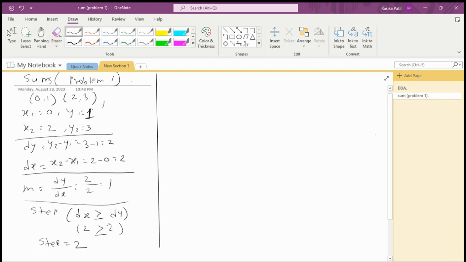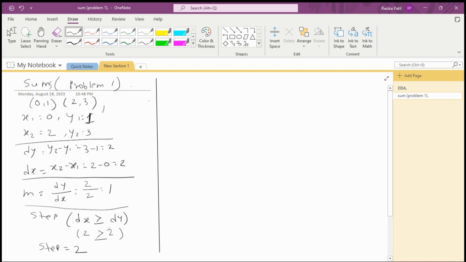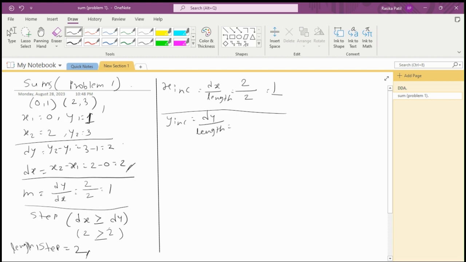Then what is the next step? The next step is to calculate x increment, which is dx upon length. What is dx? dx is 2, and the length or step is 2. So 2 divided by 2, x increment is 1. And y increment is dy upon length, where dy is 2. So 2 divided by 2 is equal to 1.